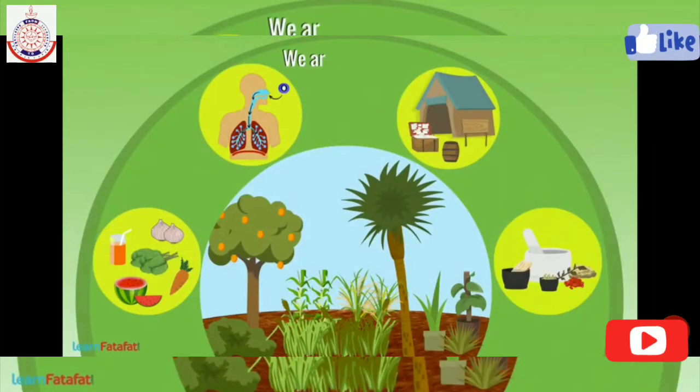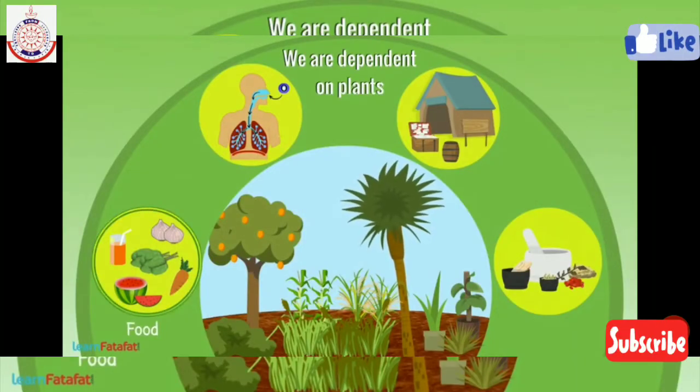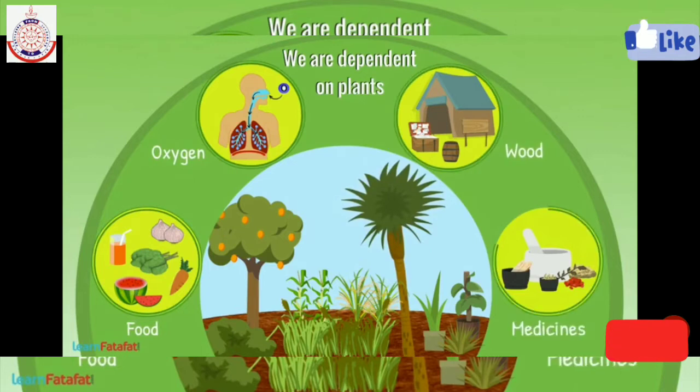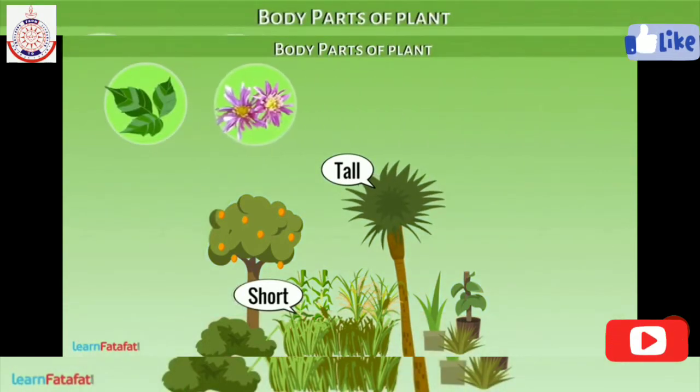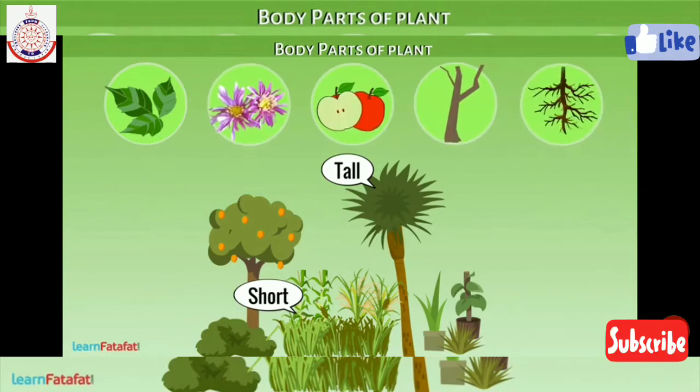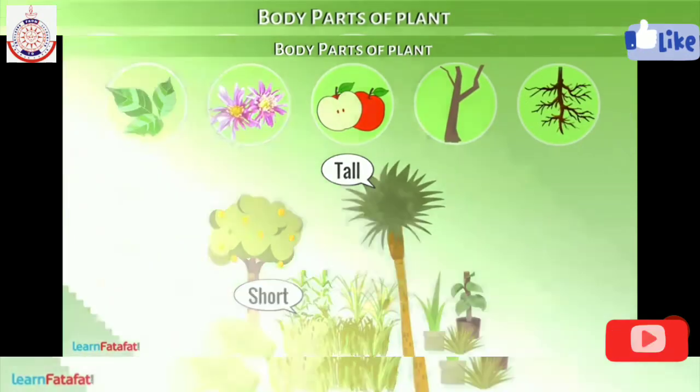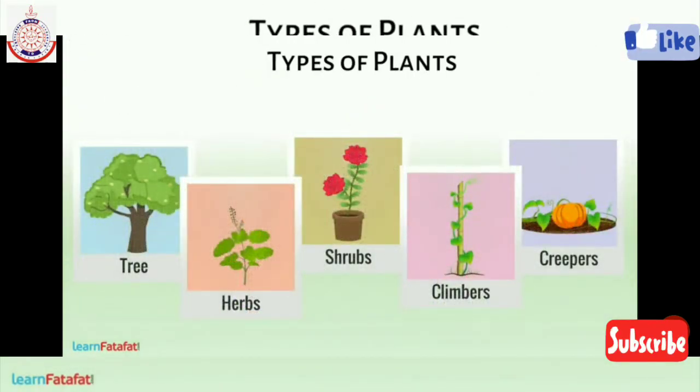Lives. We are dependent on the plants for our food, oxygen, wood, medicines, etc. We see different plants around us. Some are tall, some are short. Their body parts such as leaves, flowers, fruits, stem and roots are also different. For understanding all these plants, we have classified them into different categories. These are trees, herbs, shrubs, climbers, creepers, etc.